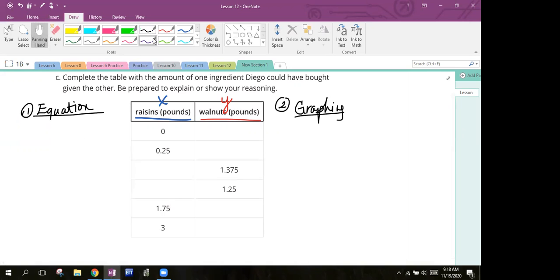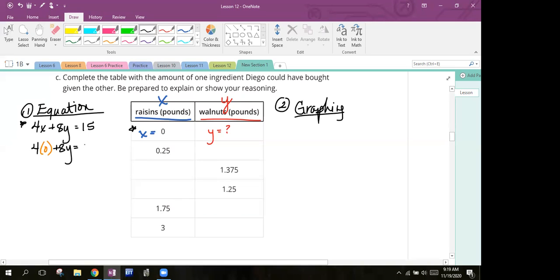Okay, so for the equation, we're going to start with the equation we came up with together: 4x plus 8y equals 15. Okay, so in this first thing, it tells us that x equals 0. So that means we're trying to find what y equals. Okay, so I have an equation. I have a variable. What can I do? I can substitute it. So I have 4, and instead of x, I'm going to put in my 0, plus 8y equals 15.